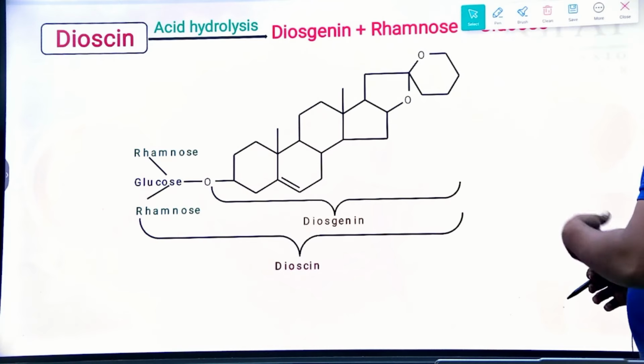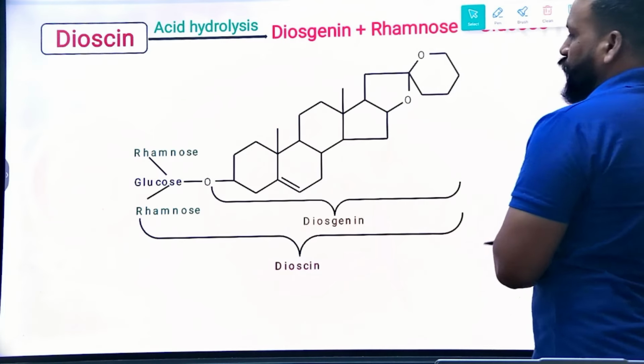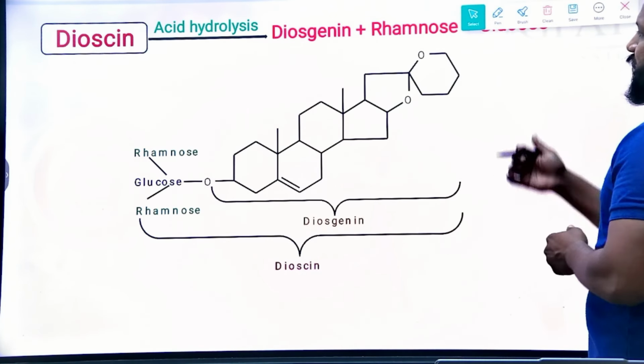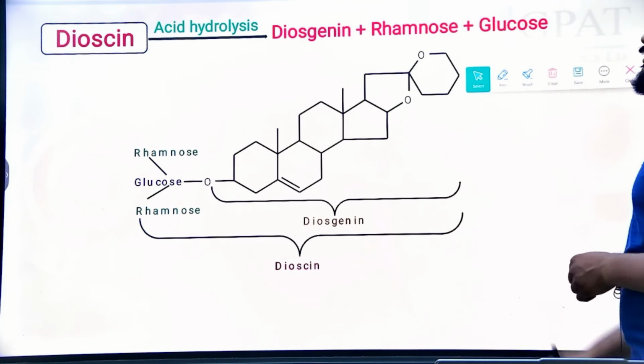Okay, dioscin upon hydrolysis gives diosgenin and rhamnose. Rhamnose, diosgenin. So this is the next.